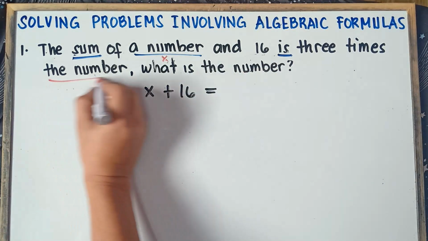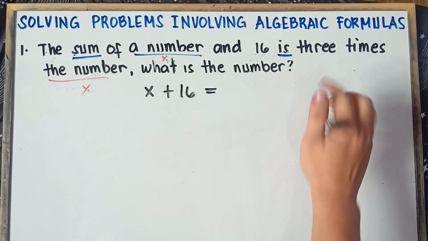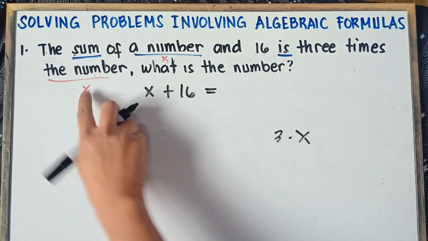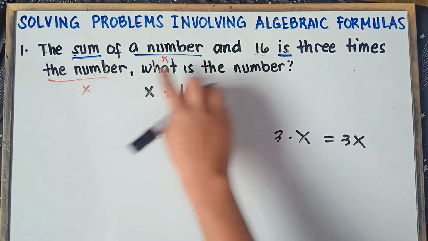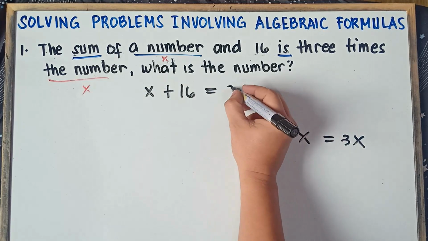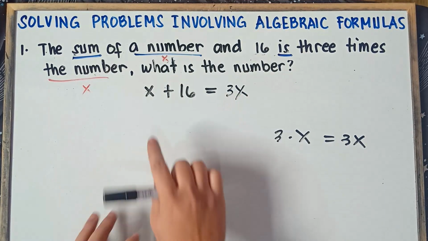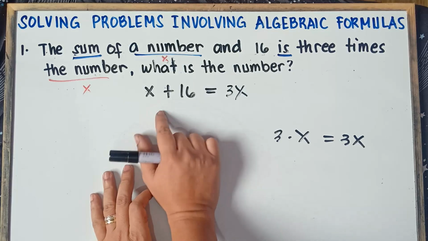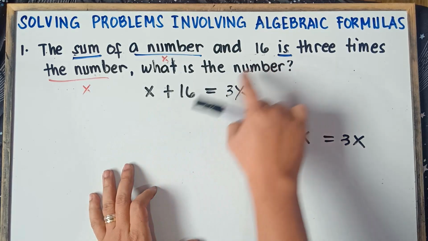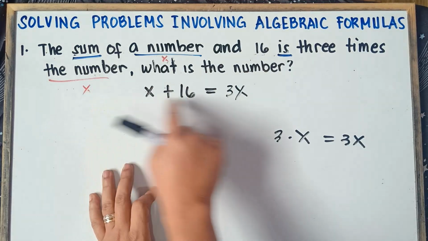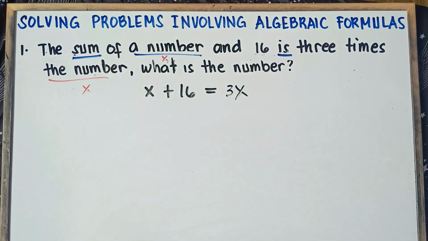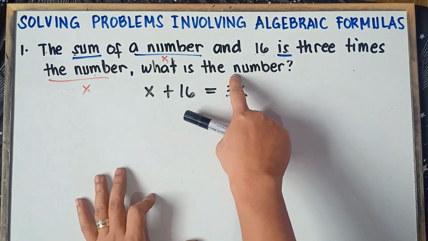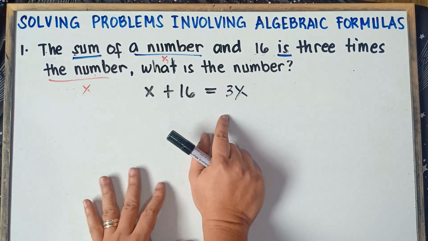The number, that would be x. 3 times x, that would be 3x. So the sum of a number and 16, x plus 16, is equal to 3 times the number, that would be 3x. And then we need to find the value of x because we are told, what is the number, and the number is x. Therefore, we need to find the value of x.